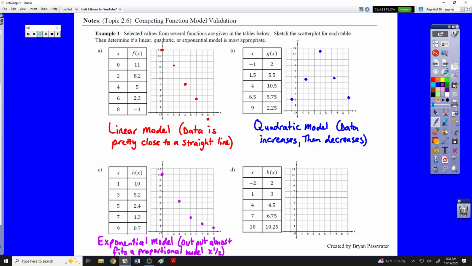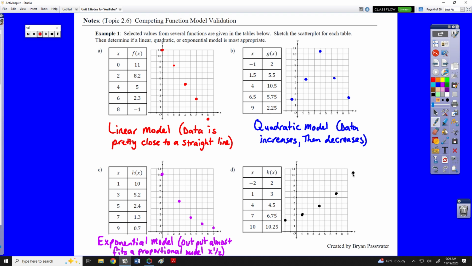On to letter D. So we graph these, negative 2, 2, 1, 3, 4, 4.5, 7, 6.75, and 10, 10.25. Be about right there. Looking at this, this one is really difficult to see because it's very condensed.